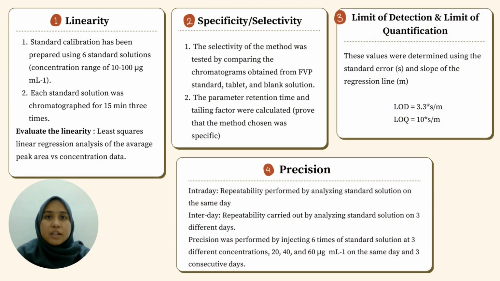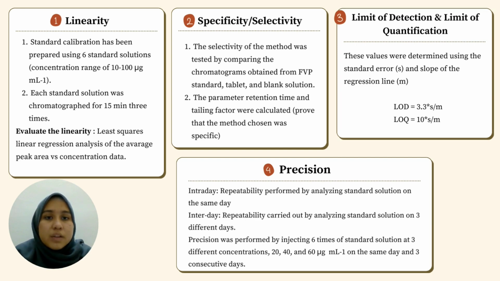The analytical method validation has been performed as per ICH guideline of validation of analytical procedure. First is linearity. Standard calibration has been prepared using 6 standard solutions, which is a concentration range of 10 to 100 microgram per ml. Each standard solution was chromatographed 3 times. Least square linear regression analysis of the average peak area versus concentration data was used to evaluate the linearity.